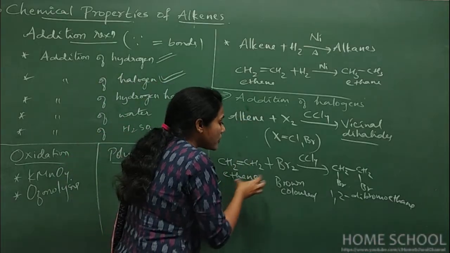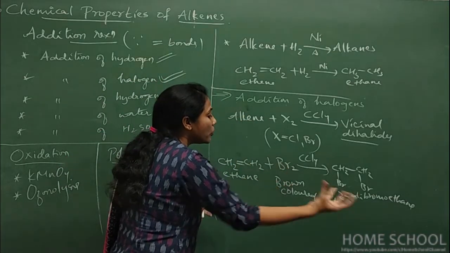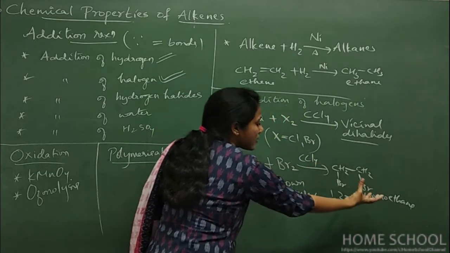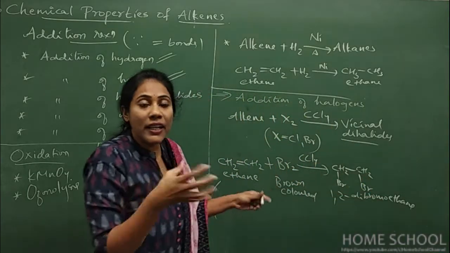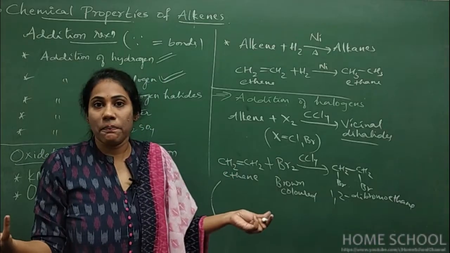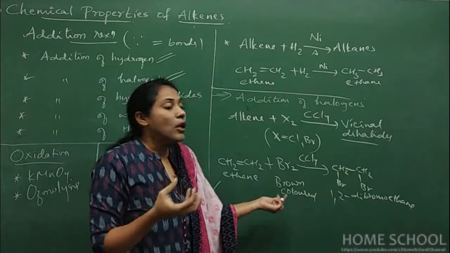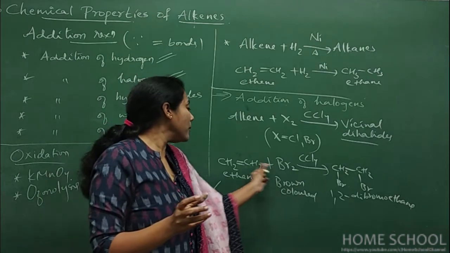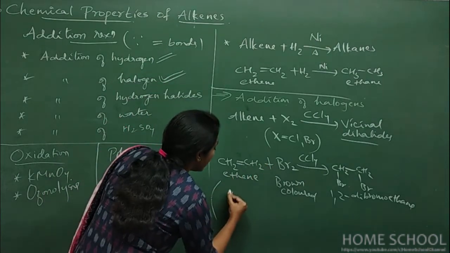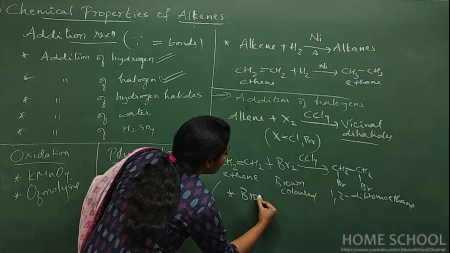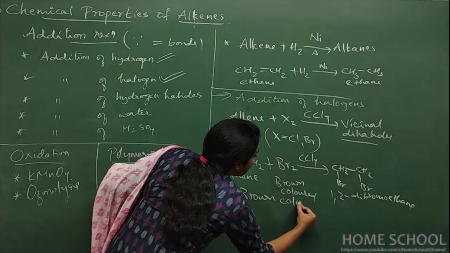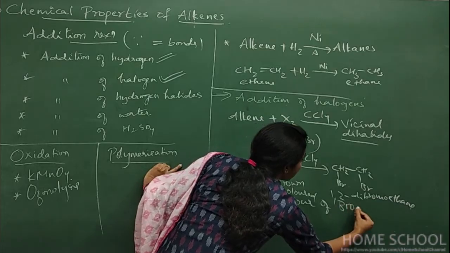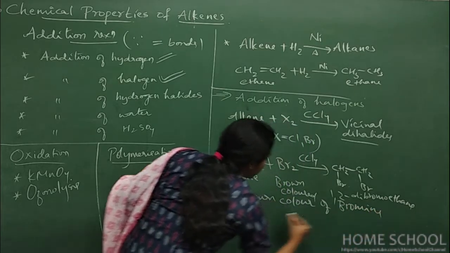If the reaction is possible, then bromine is no more bromine. It got added and converted into something else, so the brown color does not exist. It disappears. That is what we mean by the brown color discharging. So when bromine reacts with an alkene, this point is very important: the brown color of bromine gets discharged.